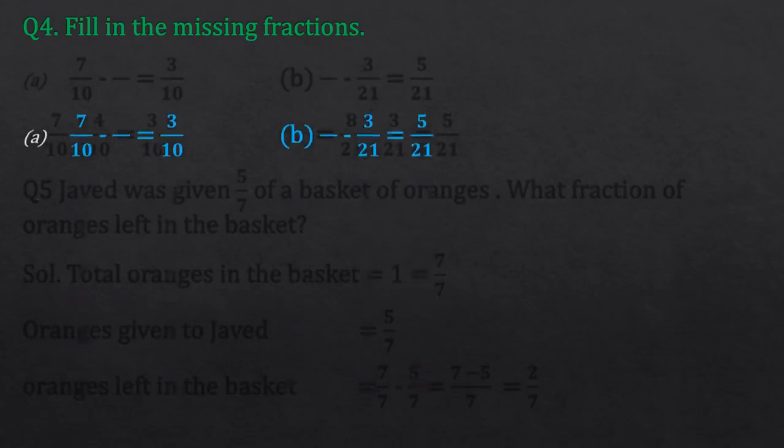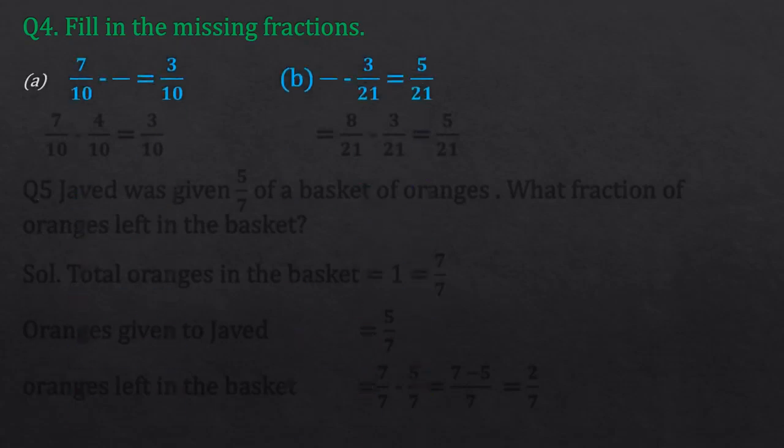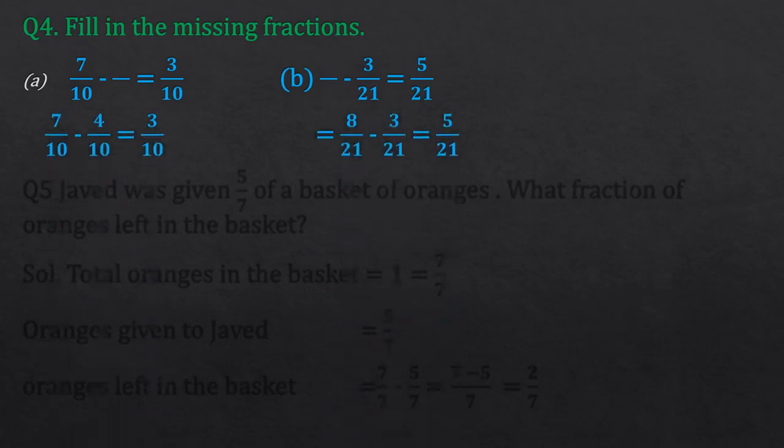Now see, it's question number 4. Filling the missing fraction. A part is 7 upon 10 minus, then blanks are given to you, equal to 3 upon 10. Means what number you can subtract from 7 upon 10 so that you can get 3 upon 10. As there is no change in the denominator, that means our denominator will remain 10 only. Okay, there is no need to change. These are the subtraction of like fractions. So we will write down denominator as 10 only. Now see what you will subtract from 7 so that you can get 3. Definitely 4, because 7 minus 4 is 3. So our fraction that we have to subtract is 4 upon 10.